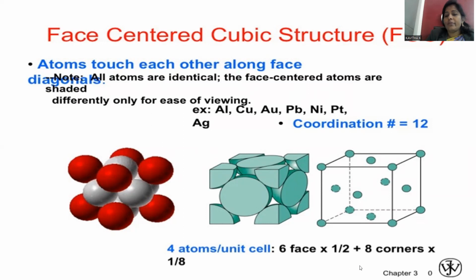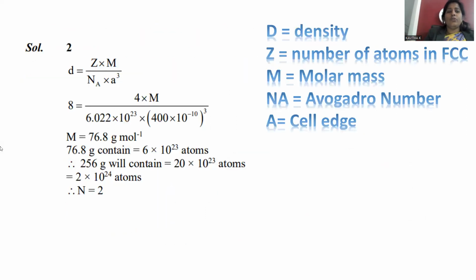If you go for 1 by 8 into 8, the 8s cancel and you get only 1. And 6 into 1 by 2 is 3. So 3 plus 1 will be 4. So the face-centered cubic structure contributes 4 atoms per unit cell. In an FCC lattice, 4 atoms are present.